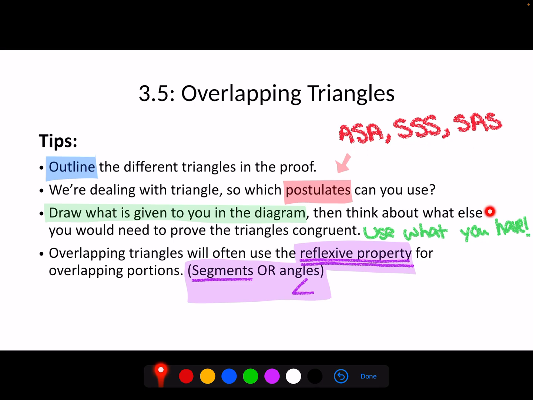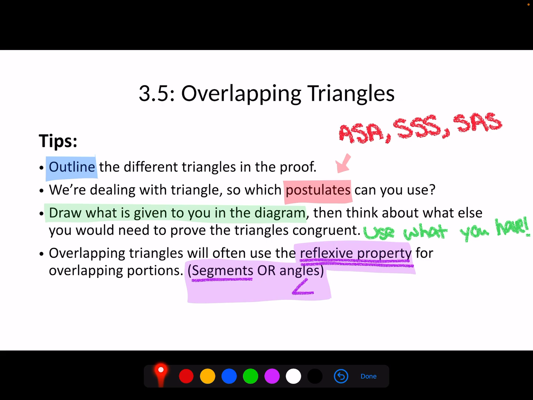Now, again, we've been talking about this since we started doing proofs. Make sure that you guys draw what is given to you on the diagram. Then think about what else you would need to prove the triangles are congruent. But use what you have to get started. Use all that information to get started. And then once you do that, you can start using the diagram itself and what you see is overlapping and things like that.